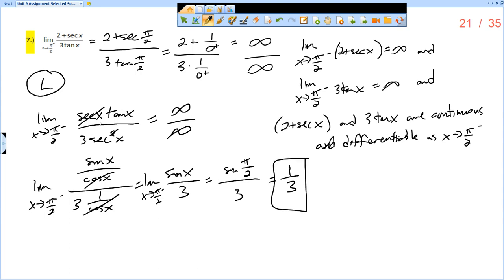If you do not simplify, you get an infinity over infinity again, and then you keep going, and it can get kind of messy for you. So that's the key on number 7.